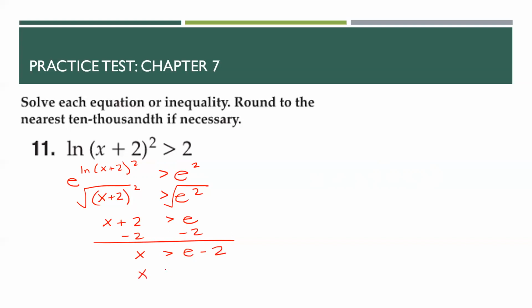Put that in a calculator and it ends up being 0.71828. So we're going to round to the nearest 10,000th. In the 100,000th place, we have an 8, so we're going to round that up to 0.7183. So x is going to be greater than 7,183 10,000ths. Okay.